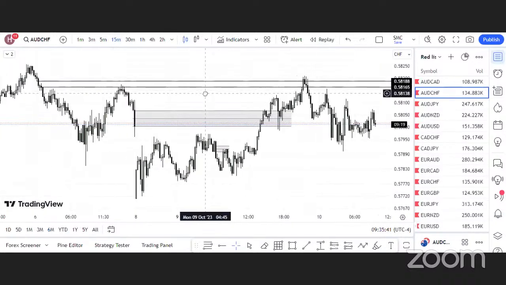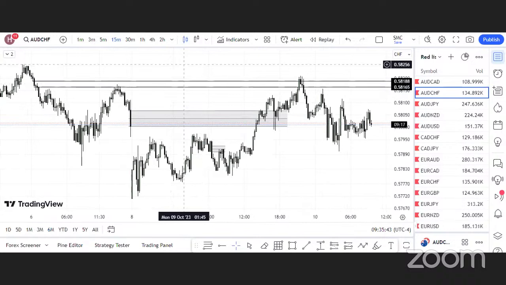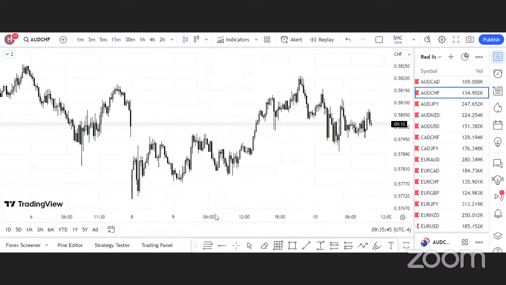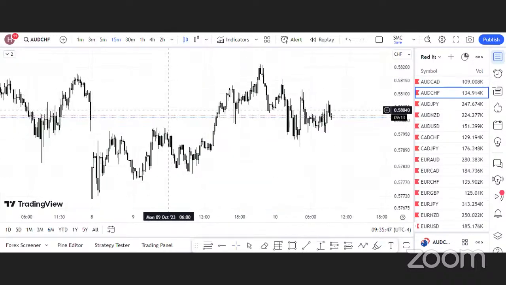We have a liquidity around this area. So let's just delete everything here and make a fresh analysis.